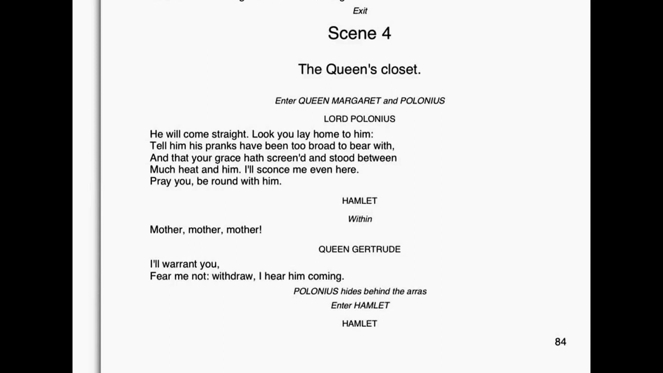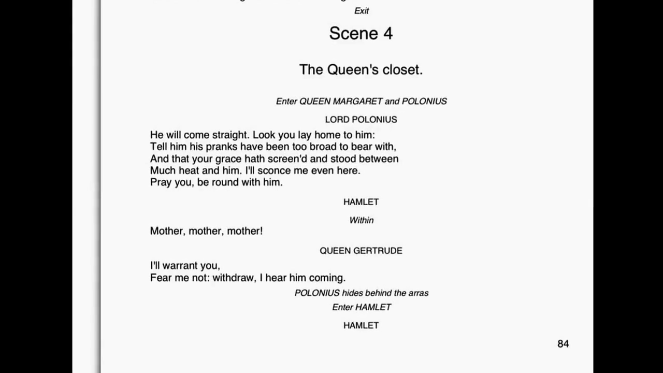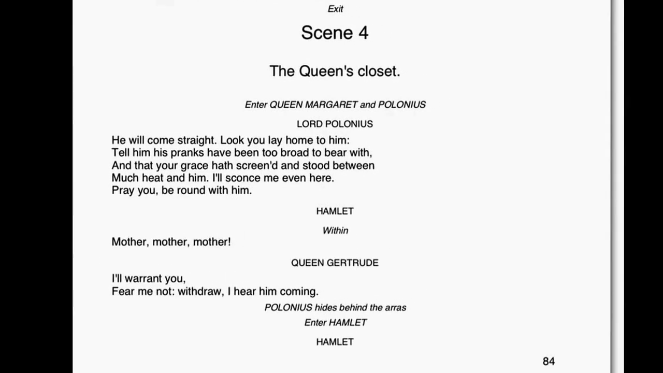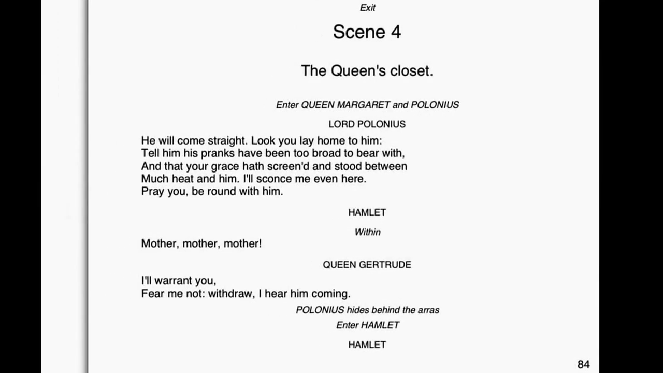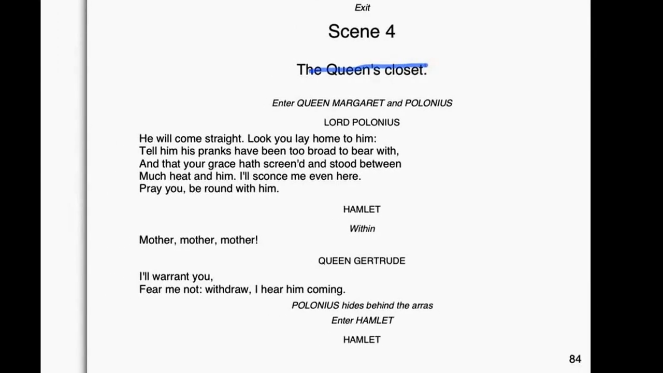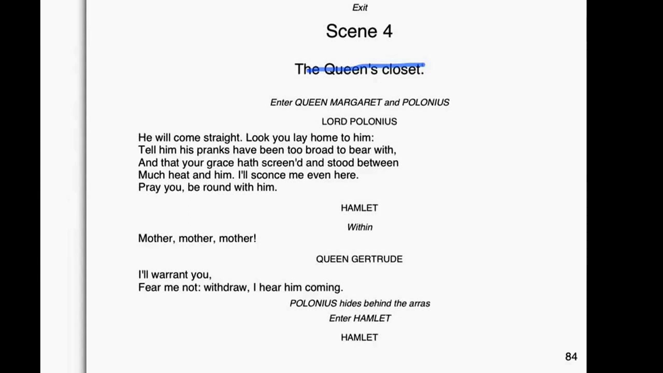So this scene is set in the Queen's closet, which is sort of like a bedroom, or maybe more like a dressing room. So basically this first bit here, up until the entrance of Hamlet, is where Polonius comes in and hides behind the arras or the curtain, and he instructs Gertrude on what to say to Hamlet and how to say it.